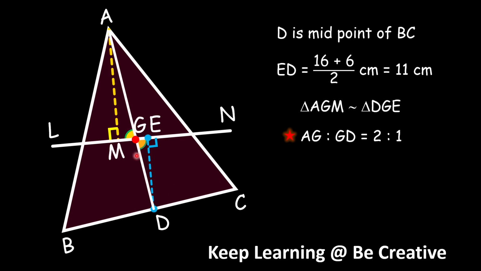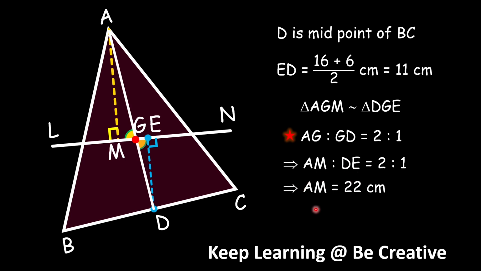Now I have two similar triangles and also the ratio of corresponding sides. So the ratio of these two corresponding sides, that means AM and ED, will also be the same. That is, I can say that AM is to DE will also be 2:1, where I already know the length of DE, that is 11 centimeter. So with the help of that, I can identify AM as 22 centimeter. So that's the answer for this question.